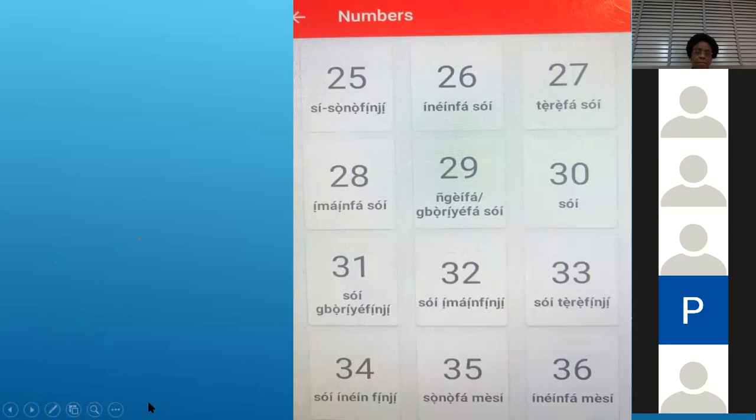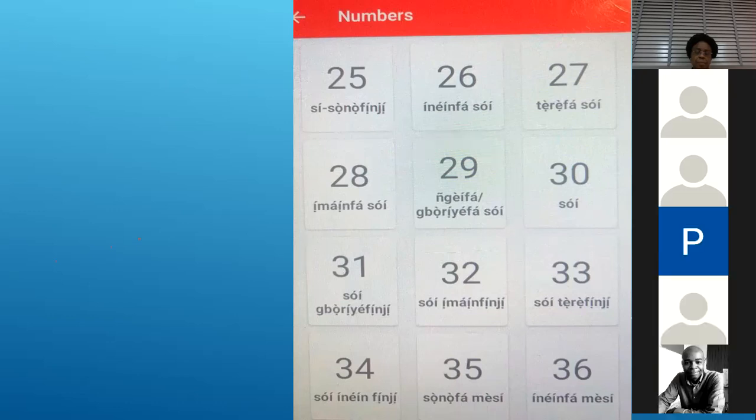Back to Oso again, number 35. My daughter said she wants to say it. Her name is Belema. Okay, Belema, let's hear you.